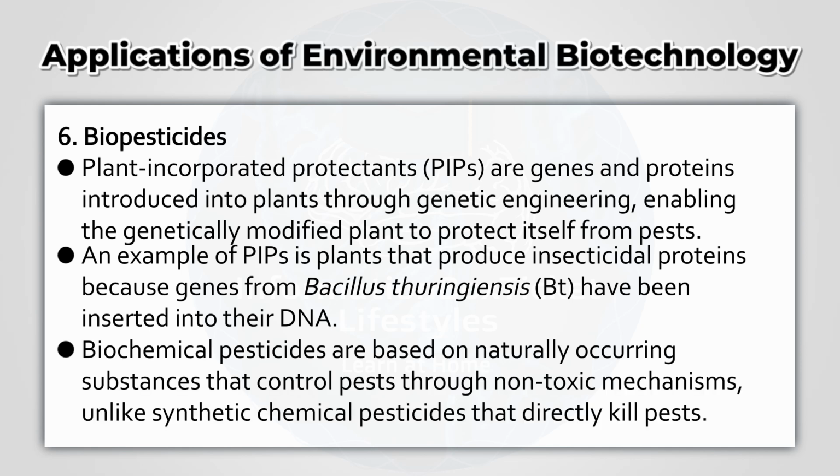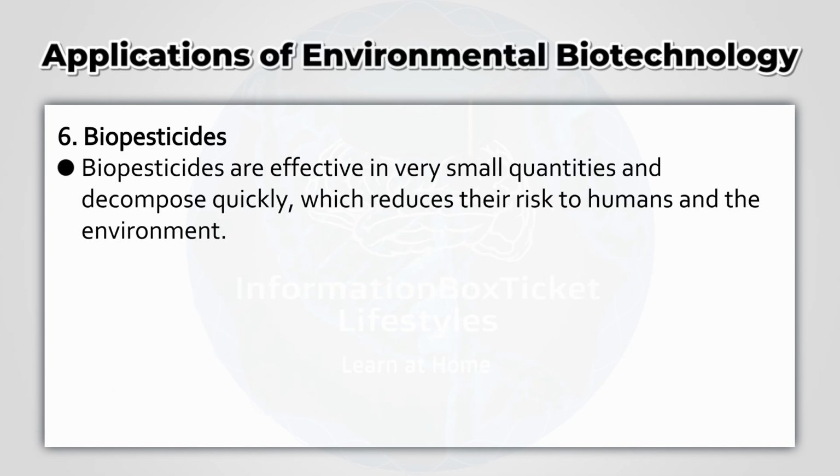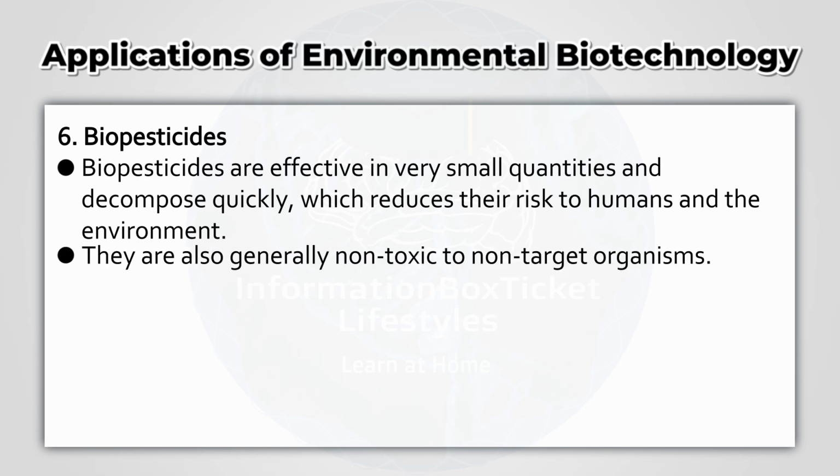Biochemical pesticides are based on naturally occurring substances that control pests through non-toxic mechanisms, unlike synthetic chemical pesticides that directly kill pests. Biopesticides are effective in very small quantities and decompose quickly, which reduces their risk to humans and the environment. They are also generally non-toxic to non-target organisms.